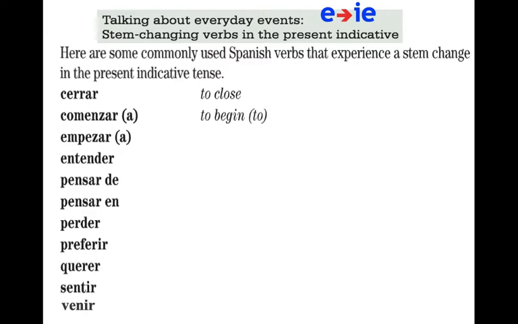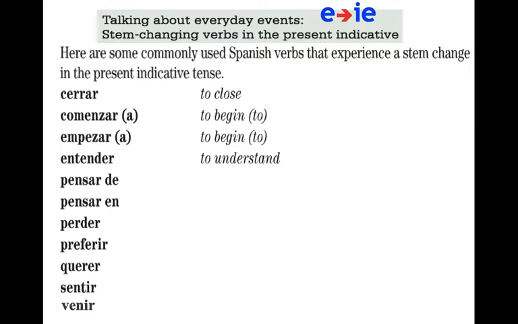Repita, empezar, empezar, which will also take an a afterwards, depending on how it's used, which also means to begin. So we have that in English too. We can say, I begin the lesson, I start the lesson, I commence the lesson. So they're words that mean the same thing. Repita, entender. Entender. To understand. Sort of a cognate there.